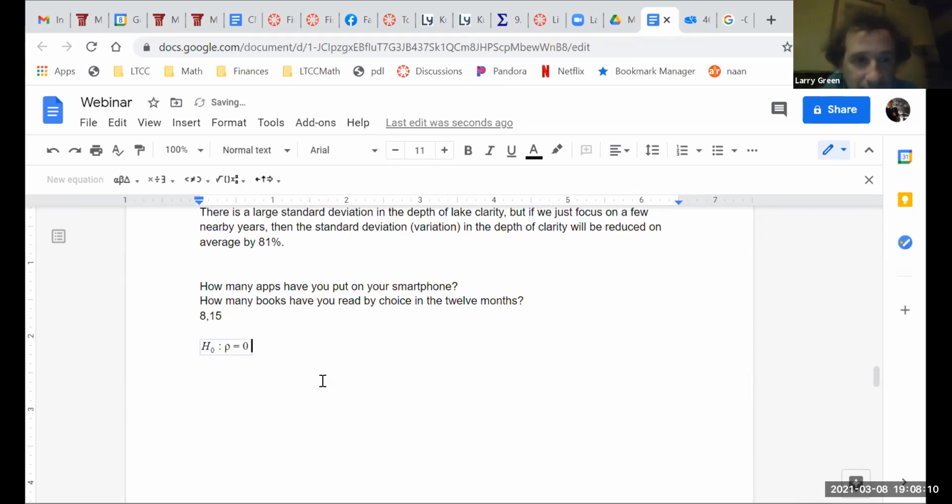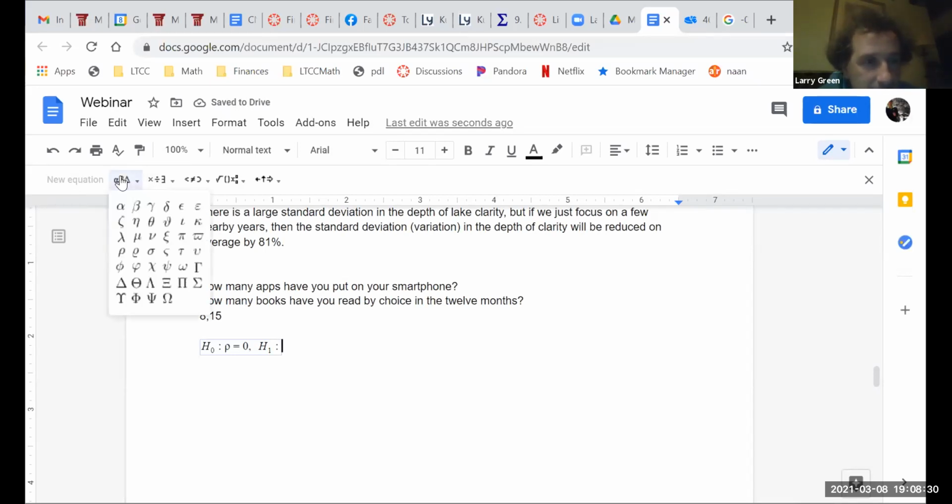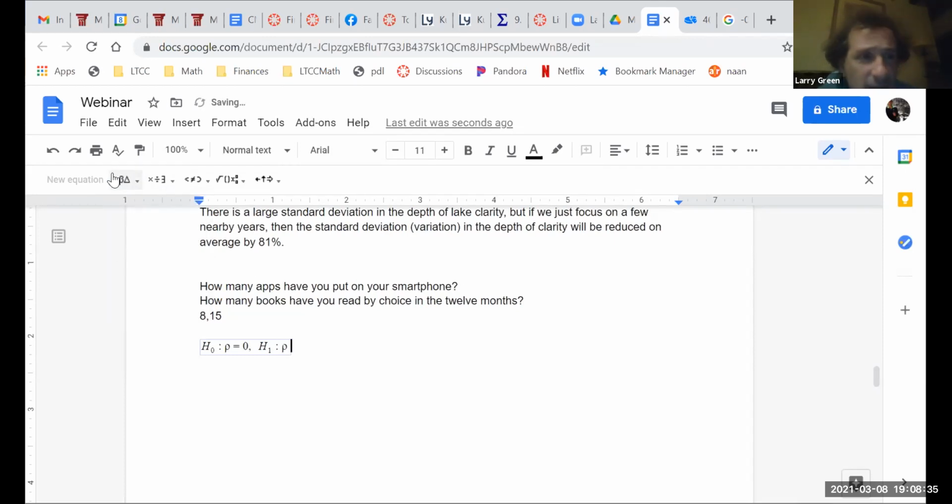H0: rho equals 0. And what that means is the population correlation equals 0, because all we have is a sample correlation. And then we have H1, and that is going to be rho is, and in our class, I'm going to only have you do two-tailed tests.